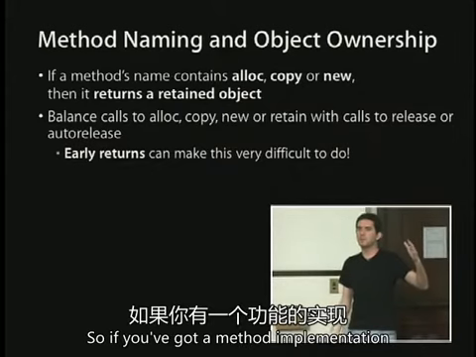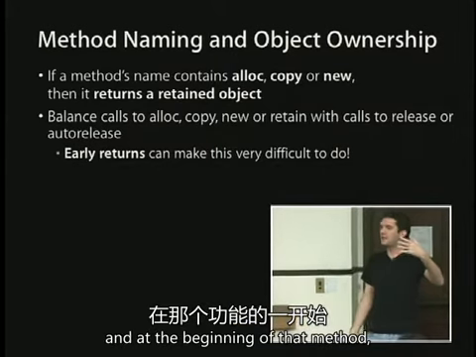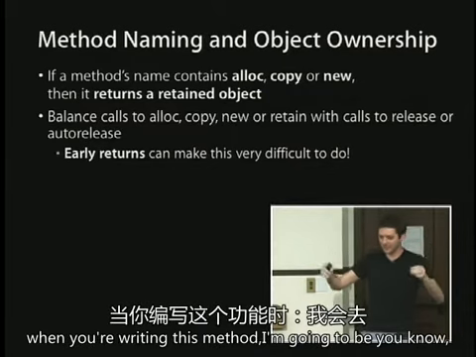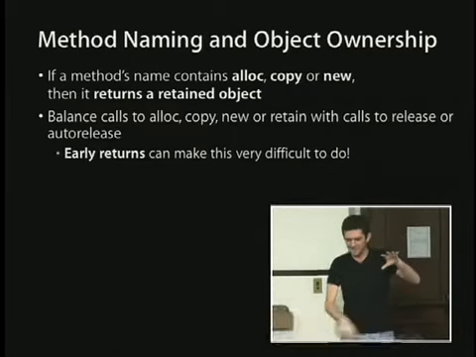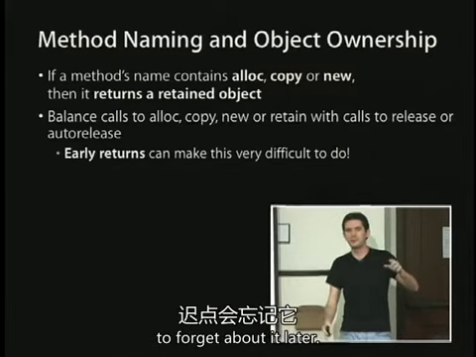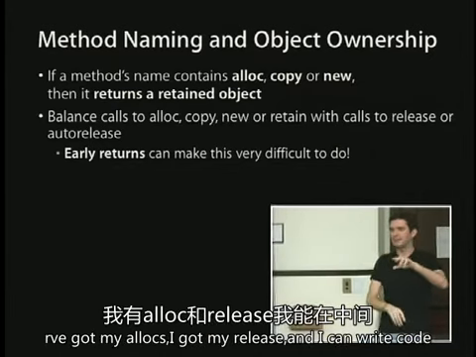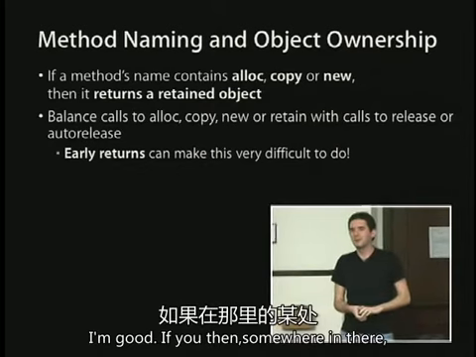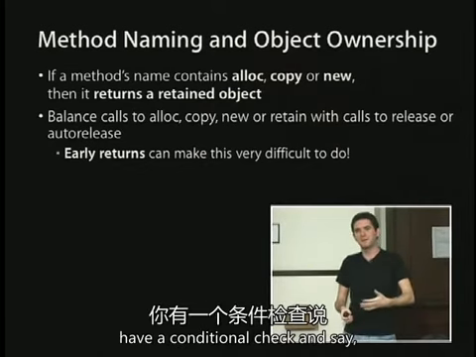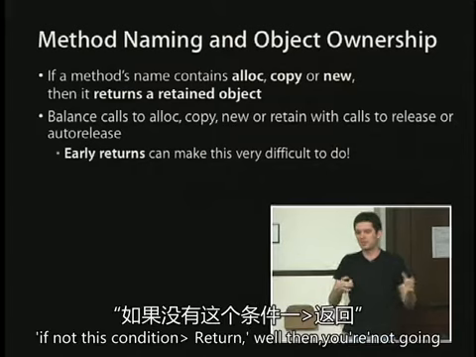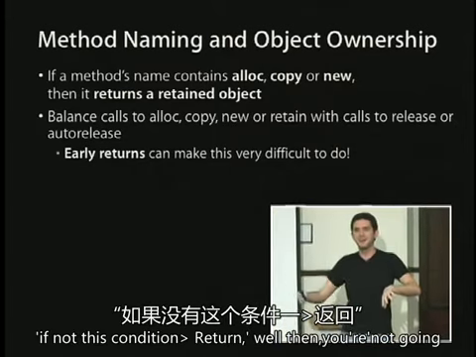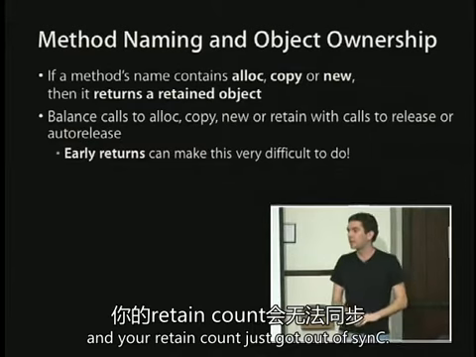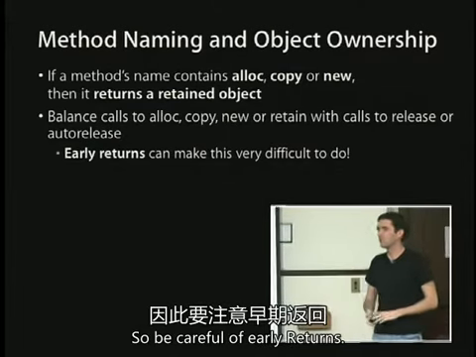So if you've got a method implementation, and at the beginning of that method you allocate some object, and you think when you're writing this method, I'm going to be on top of things. I'll immediately put release at the bottom, so I know that I don't have to forget about it later. I've got my alloc, I've got my release, and I can write code in the middle, and I'll be fine. I already wrote the release. I'm good. If you then somewhere in there have a conditional check and say, if not this condition, return, well, then you're not going to run the release at the bottom anymore, and your retain count just got out of sync. So be careful of early returns.